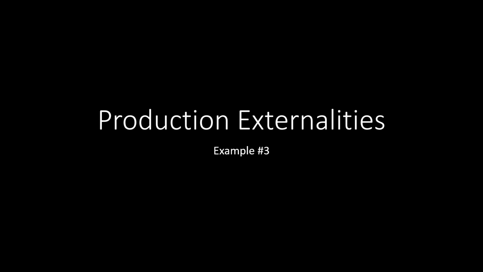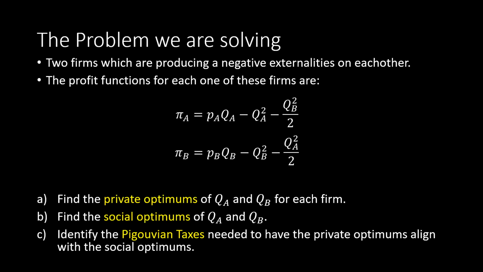Hello everybody, welcome to this third example on production externalities. In this video we are going to provide an example where we have two firms, but they are both producing externalities on each other. So again, we have two firms which are producing negative externalities on one another.